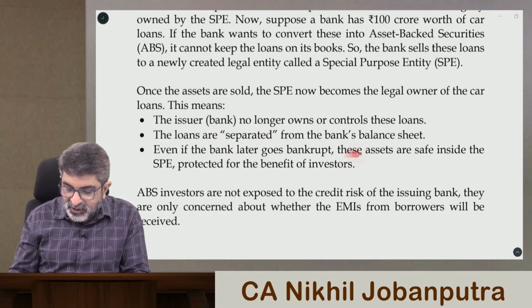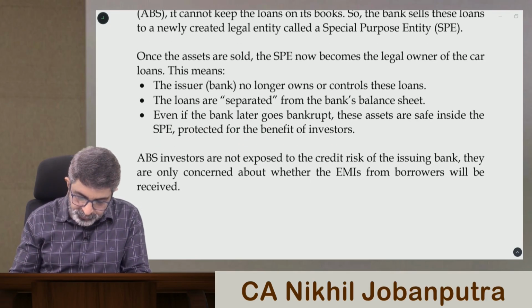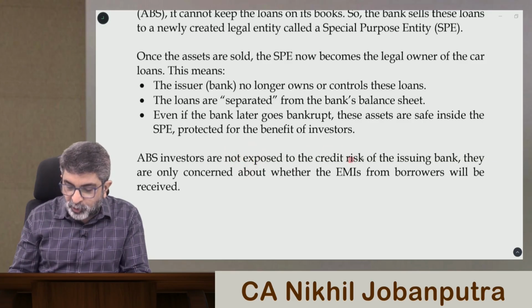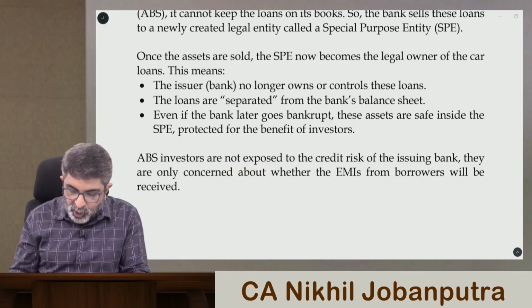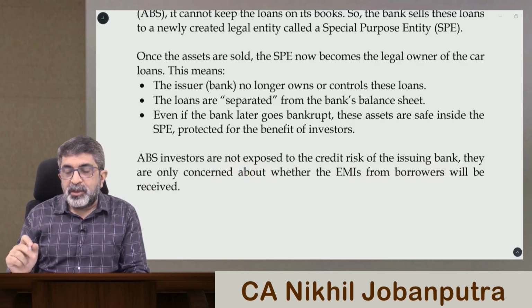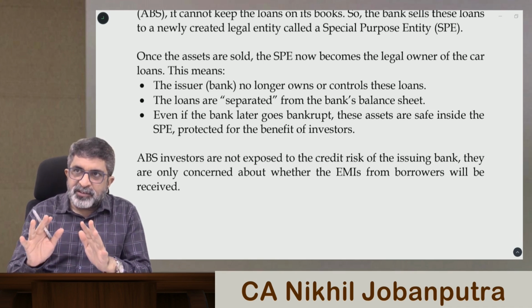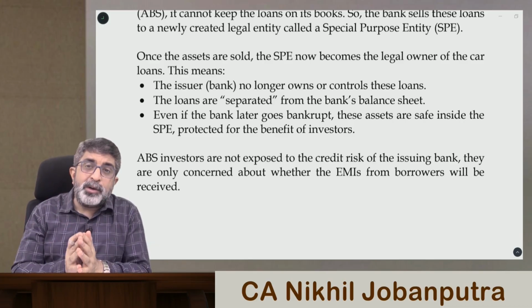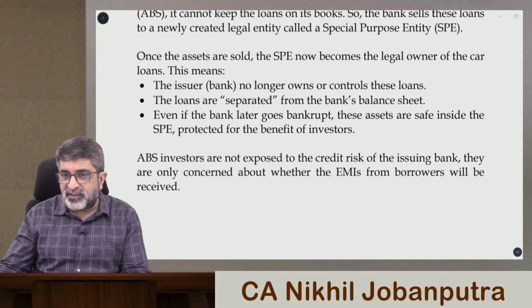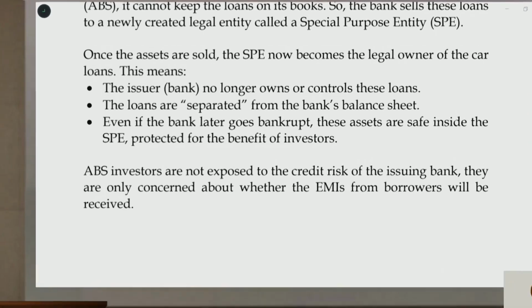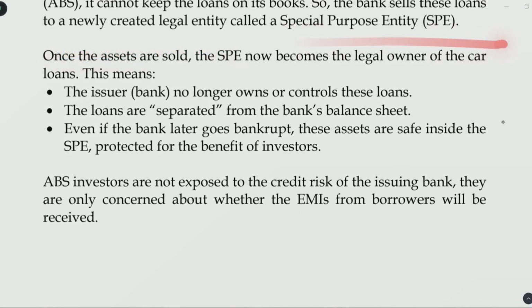Even if the bank later gets bankrupt, these assets are safe inside the SPE, protected for the benefit of investors. ABS investors are not exposed to the credit risk of the issuing bank. They are only concerned about whether EMIs from the borrowers will be received. So this is to be clearly understood: this is the whole arrangement of ABS. I would want you to quickly read this last paragraph over here, this particular paragraph. I'll give you a minute, quickly read it.